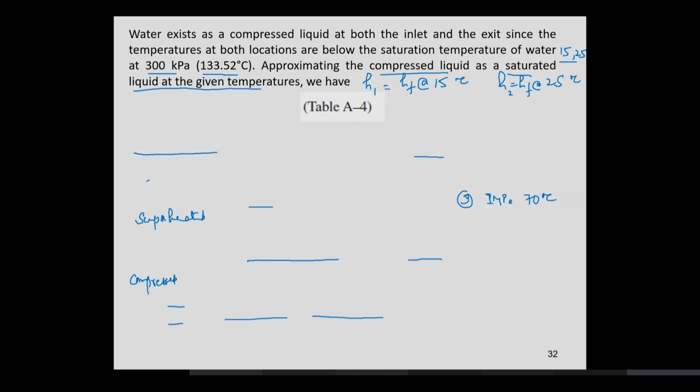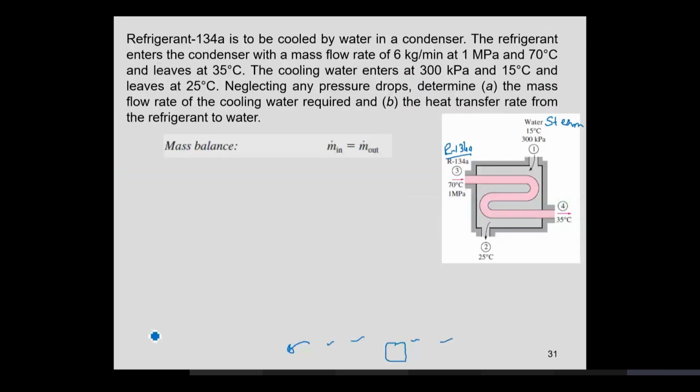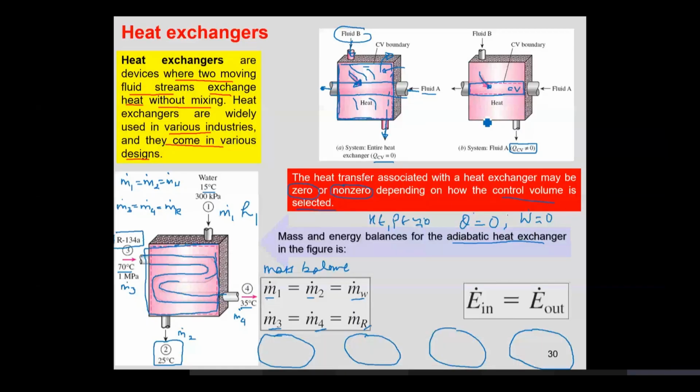In such a case, you have to consider a control volume where there is heat transfer between the two fluids. In the first case, you selected a control volume where there is no heat transfer involved. But since the question asks about the heat transfer between the two fluids, you have to change your control volume so that the heat transfer is not equal to zero now.